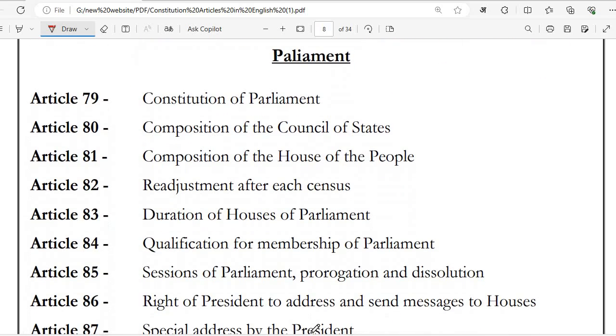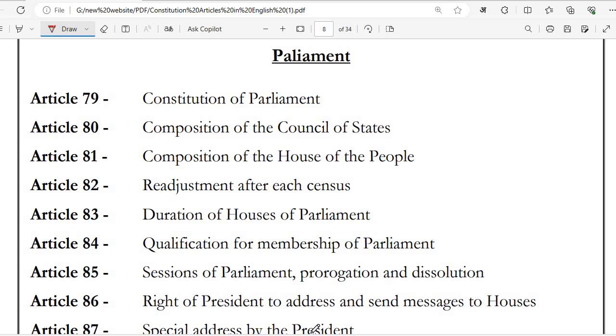And next, the Indian Parliament. Article 79 makes provision about the Indian Parliament, and it means the Parliament is bicameral, has two houses, Lok Sabha and Rajya Sabha. Lok Sabha is the lower house, Rajya Sabha the upper house, and Parliament has 3 organs: the President, Lok Sabha and Rajya Sabha. Article 80, composition of the Council of State: the upper house, a permanent house, never dissolved. Article 81, composition of the House of the People. It means Lok Sabha, the first house, lower house or House of the People.